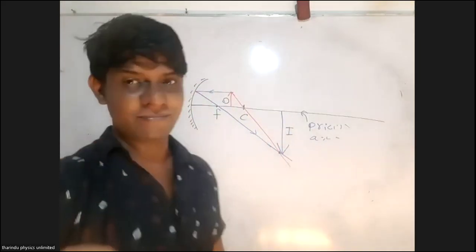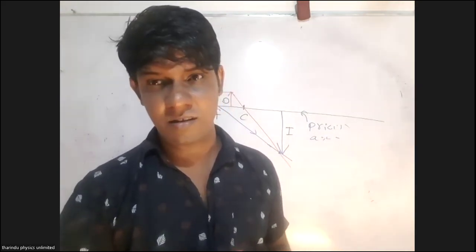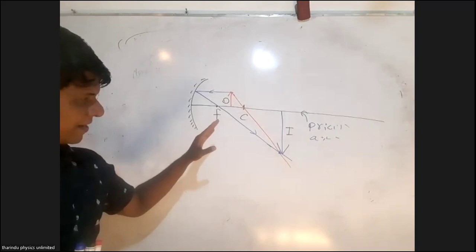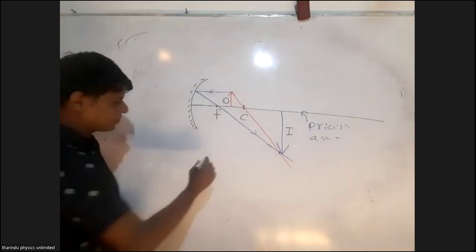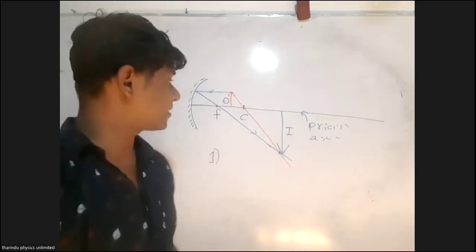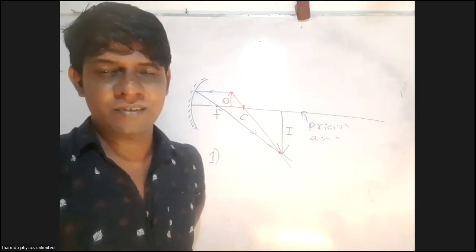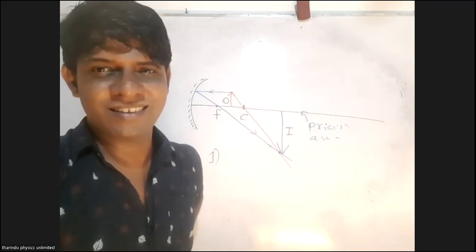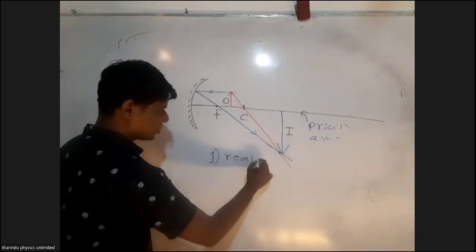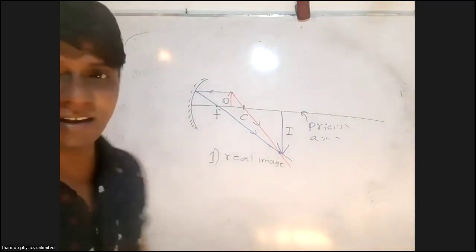Can you understand the way how I draw this one? Do you really need me to explain about the properties? Now you are the ones going to tell me the properties. What is the first property of this ray diagram? What is the first property of the image? Tell me. It is a real image. A real image. These two rays are real.